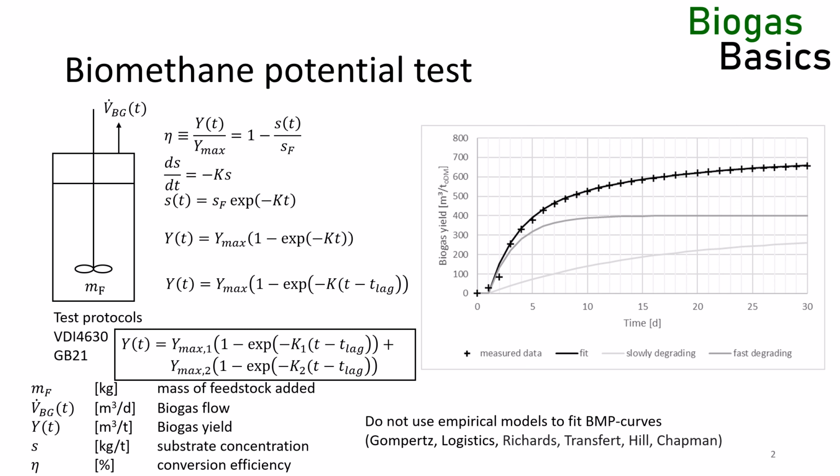For example, if we prolong the lag phase by shifting the curve slightly to the right, other parameters are impacted as well. Most importantly, an empiric model cannot be used to predict the behavior of a continuous culture, so don't use them. We will now use the mechanistic first-order model to scale up the results of a batch test to a continuous CSTR.